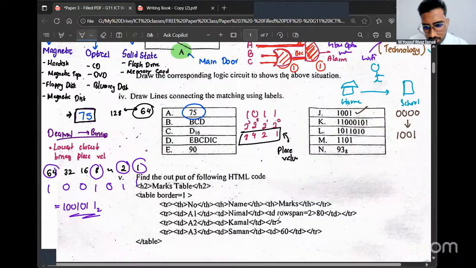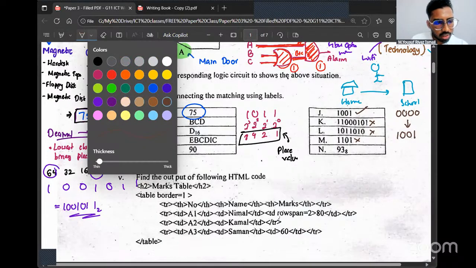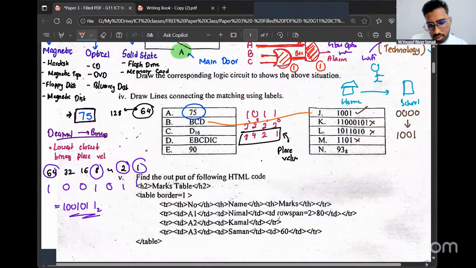Can the third answer be a BCD number? 1, 2, 3, 4. 1, 2. Again, there are no 4 digits. So the answer is wrong. Can the fourth answer be a BCD number? Again, no. Okay, I'll tell you how I found out that only the first one is a BCD number.